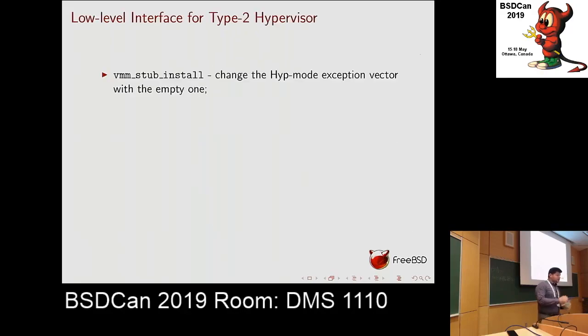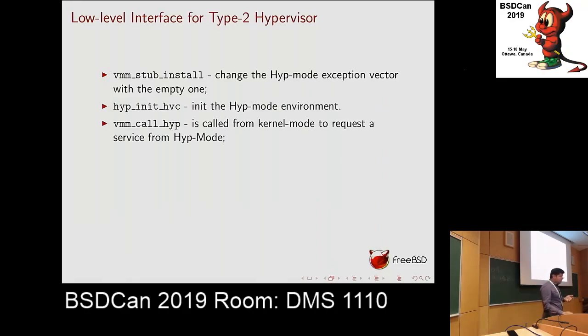Okay, what interfaces do we have for the type two hypervisor? We have vmm_stub_install. It is a very particular function which basically installs a stub exception vector. It's a temporary one until we initialize the bhyve module. We have hyp HVC, which allocates the internal structures of bhyve and is doing the mappings.